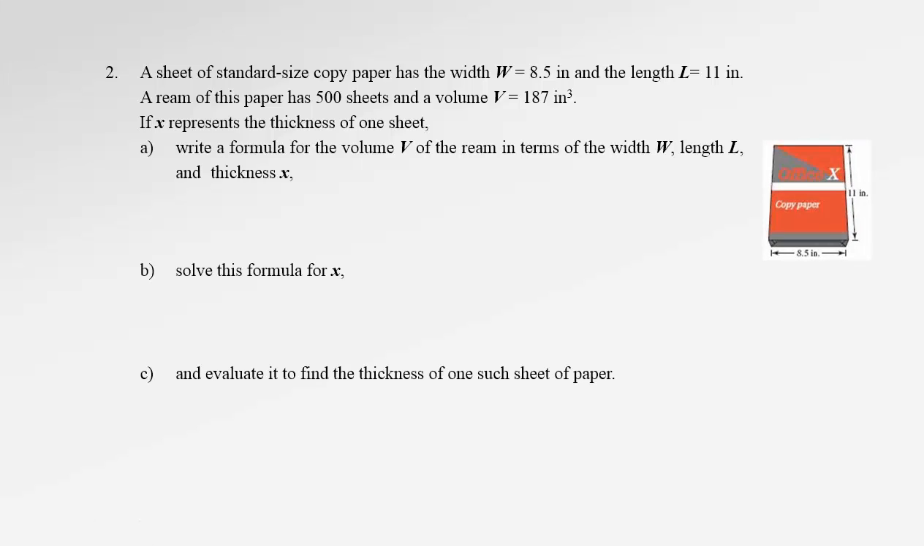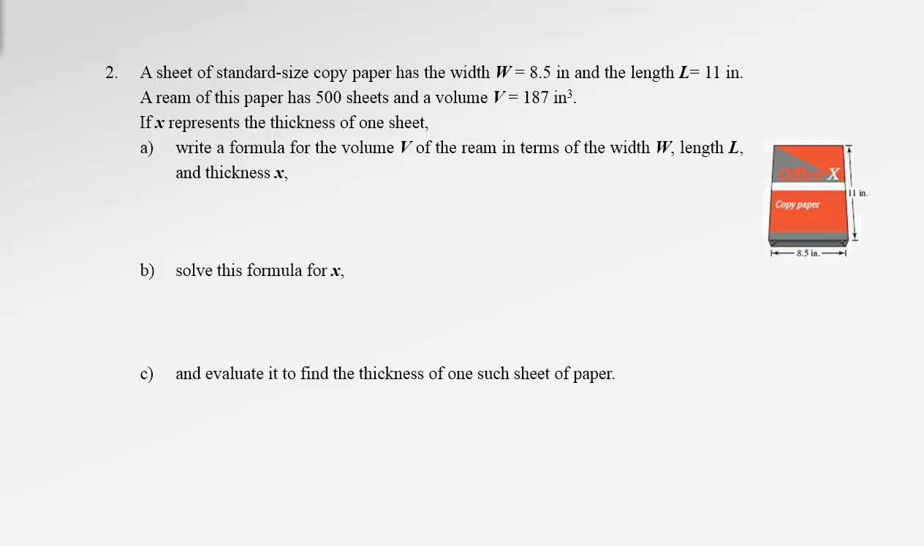Let's see this application problem. A sheet of standard size copy paper has the width W of 8.5 inches and the length of 11 inches. A ream of this paper has 500 sheets and a volume of 187 inches cubed. If x represents the thickness of one sheet, write a formula for the volume V of the ream in terms of the width W, length L, and thickness x.